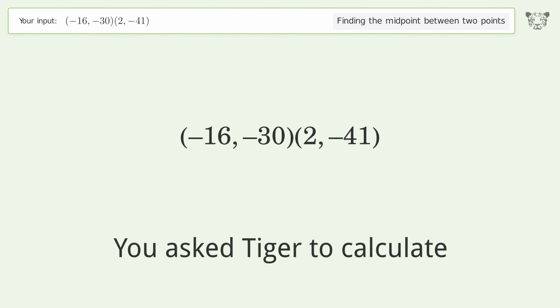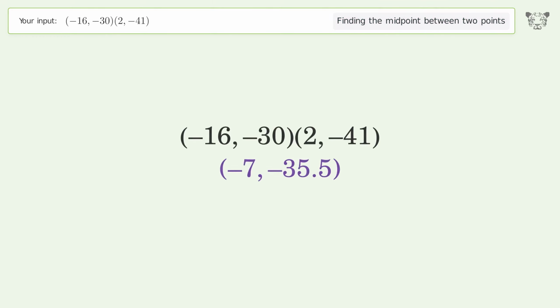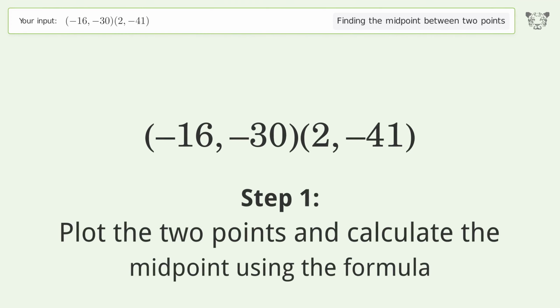You ask Tiger to calculate. This deals with finding the midpoint between 2 points. The midpoint between the 2 points is -7, -35.5. Let's solve it step by step. Plot the 2 points and calculate the midpoint using the formula.